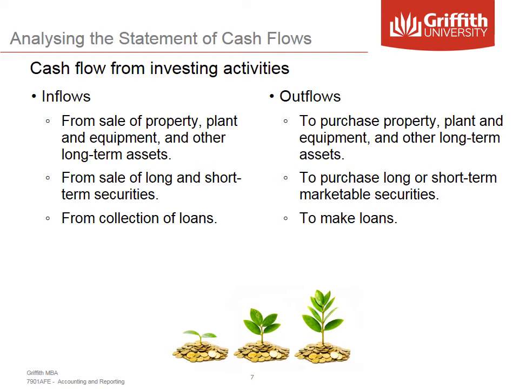Offsetting that will be the outflows where we purchase property, plant and equipment, and any other long-term assets, where we perhaps purchase long or short-term marketable securities, or where we make loans. The net impact of that is that we would hope that our stock of non-current assets, investment assets, will increase. We'd like to have more of them at the end of the year than we had at the start of the year. That's a signal of a growing business implementing its strategic plan.